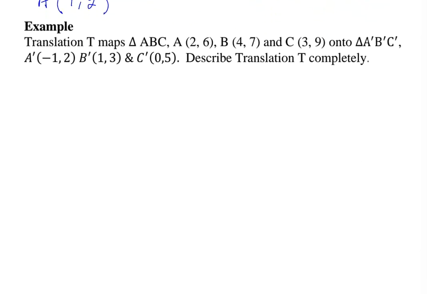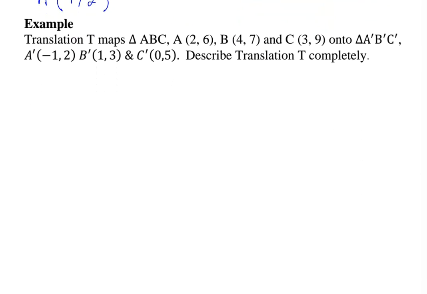Here's another example. The same matrix equation of translation may also be used to determine the translation itself. Here we're told that translation T maps triangle ABC with coordinates A 2, 6, B 4, 7, C 3, 9, onto A prime, B prime, C prime, with coordinates A prime minus 1, 2, etc. We're to describe translation T completely. Using again the matrix equation of translation, we have A plus T gives you A prime. So T would actually be equal to A prime minus A.